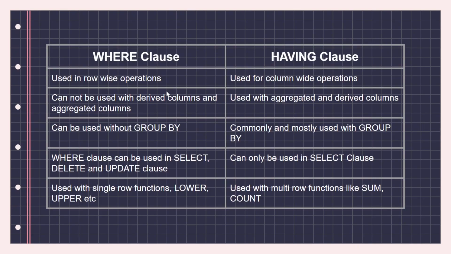The where clause is used to perform row-wise operations, whereas the having clause is used for column-wise operations. So after grouping, it performs a column-wise operation instead of just a row operation like in the where clause. The where clause cannot be used with derived columns and aggregated columns, whereas the having clause can be used with derived or aggregated columns.